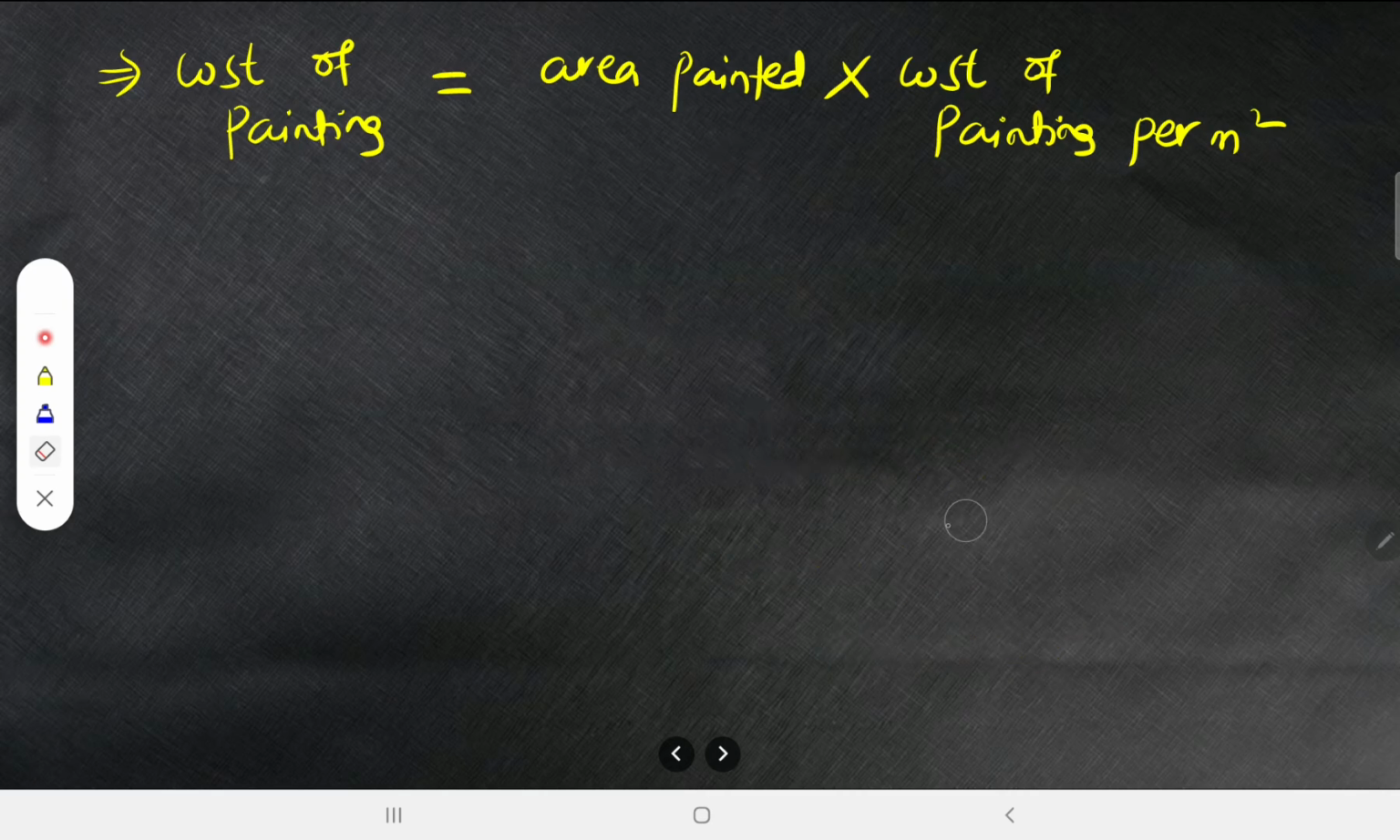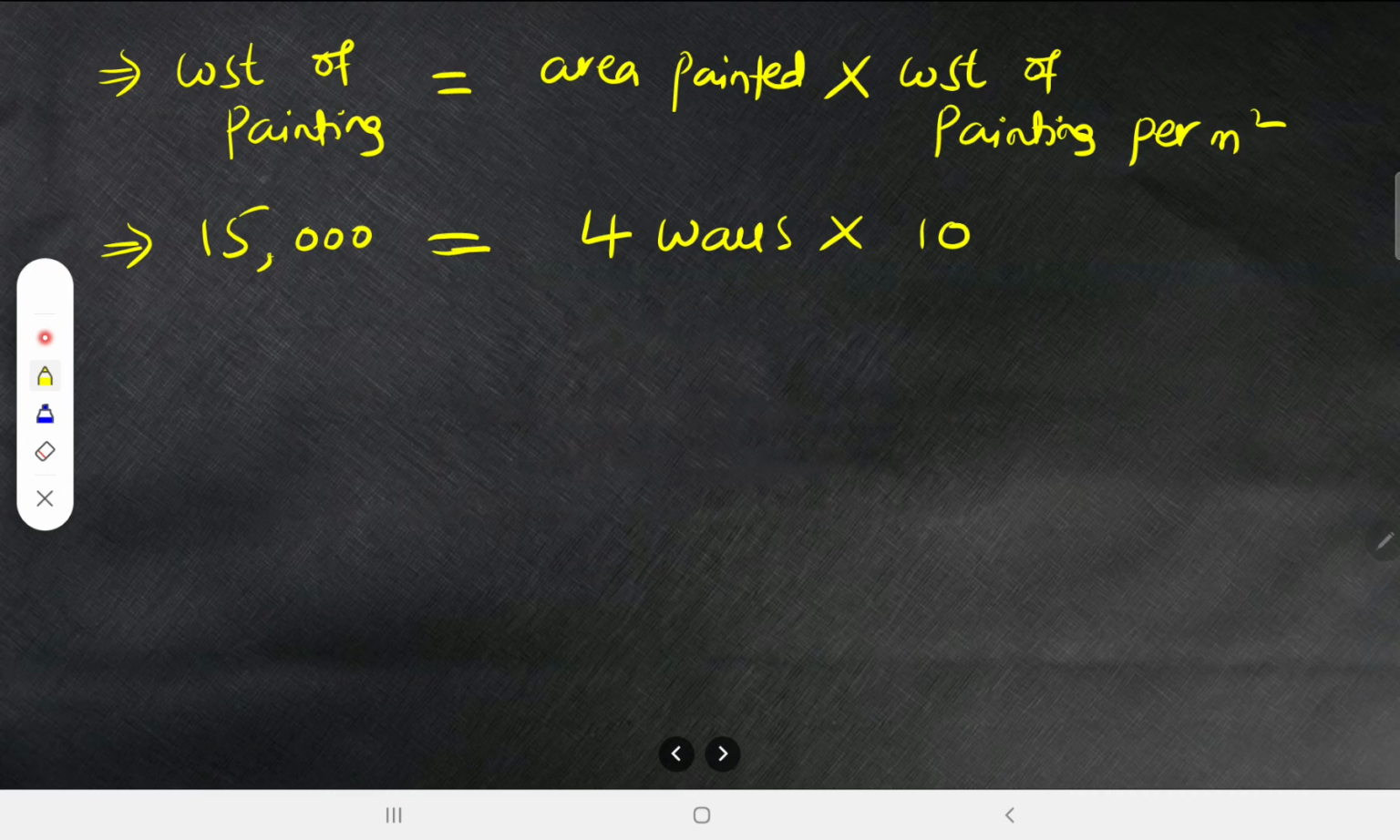Now fill all the details. What is the cost of the painting? The cost of the painting is 15,000 rupees, that is known. Now, area painted. What is the area to be painted? 4 walls, right? So 4 walls have to be painted. Into what is the cost of the painting per meter square? That is 10 rupees. All right. So just fill all these values.